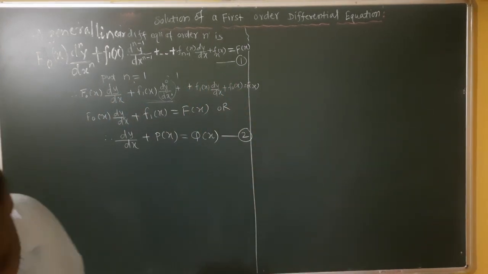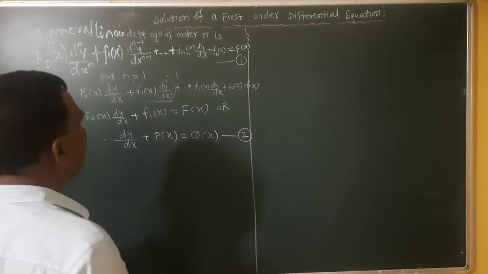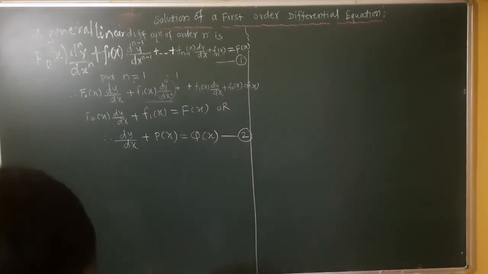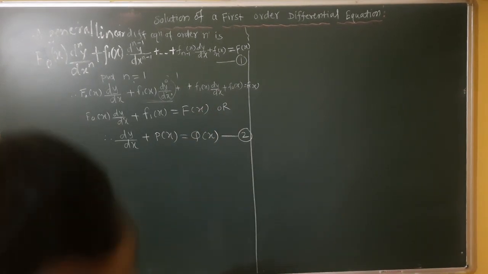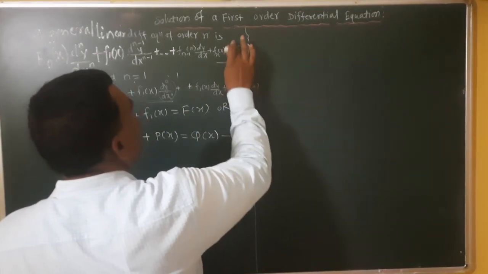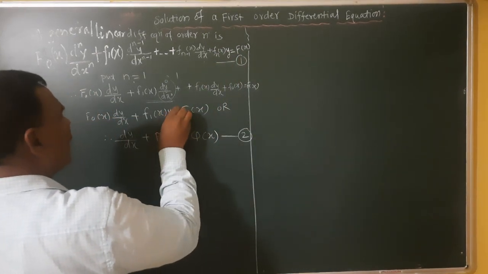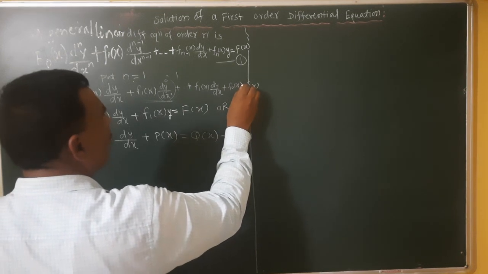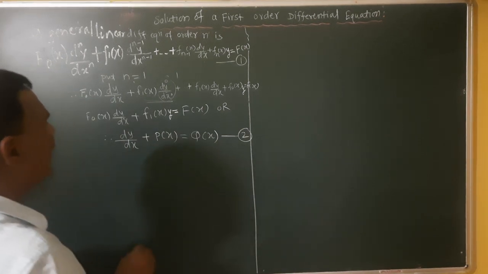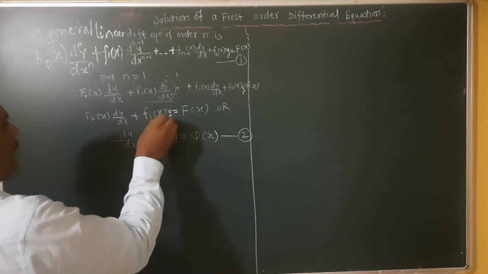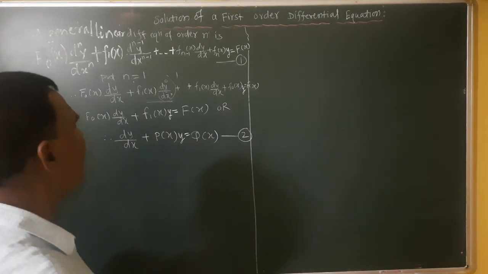This is very important: dy by dx plus p of x into y is equal to q of x. This is the general equation.